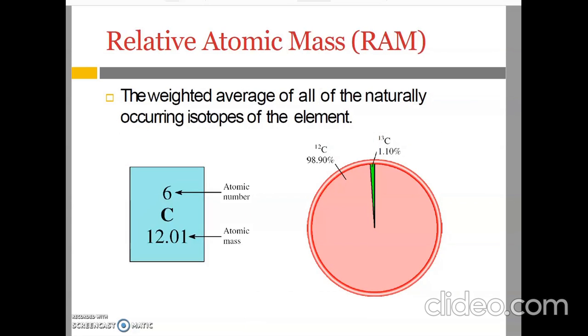So relative atomic mass is the weighted average of all of the naturally occurring isotopes of the element. Example here, for carbon, the atomic number is 6 and the atomic mass is 12, because 98% of carbon is naturally occurring as carbon-12. So between carbon-12 and carbon-13, carbon-12 is the most abundant naturally. So that's why kita ambil dia sebagai relative atomic mass.